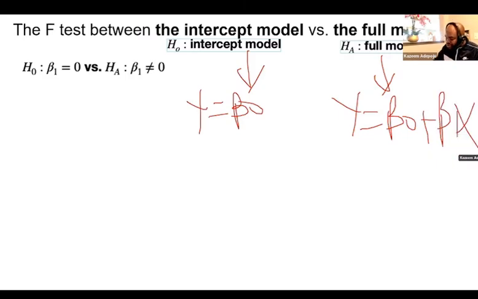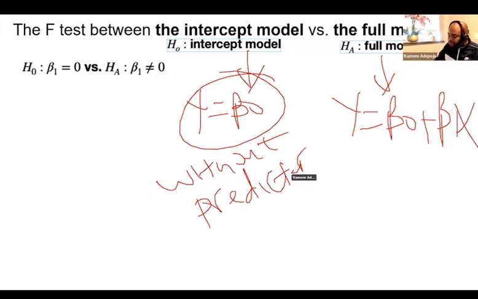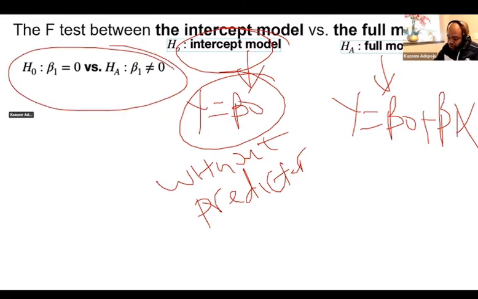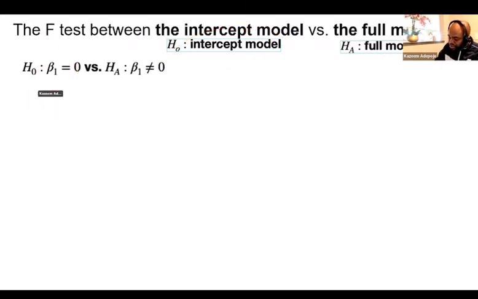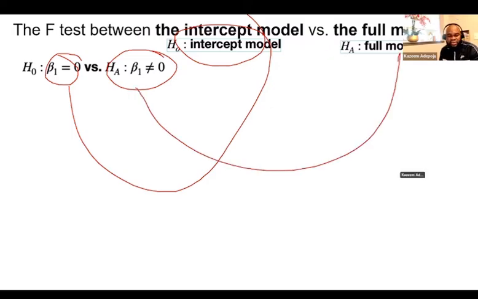This is like without a predictor, which we call the intercept model. Without a predictor, you're trying to say beta 1 equals 0. When your slope equals 0, you have the intercept model. When your beta 1 is not equal to 0, you have the full model. Mathematically speaking, this is the hypothesis: beta 1 equal to 0 represents the intercept model, and beta 1 not equal to 0 represents the full model.